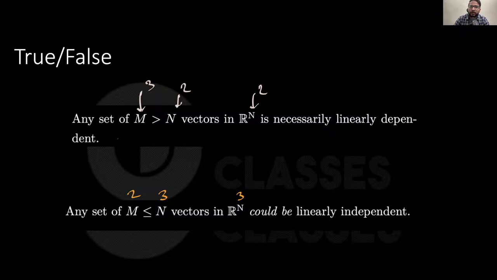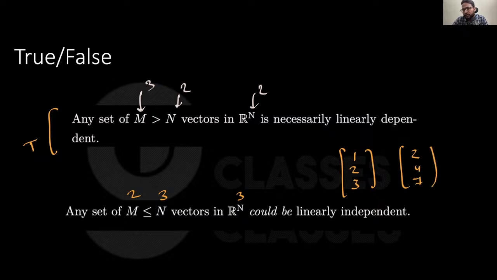Okay, people are saying the first is true, that any set of three vectors in R2 is necessarily linearly dependent. Yes, that is true. The second is saying any set of two vectors in R3 could be linearly independent. Yeah, they could be. You take 1, 2, 3, this is one vector in R3. You take 2, 4, and instead of 6, take 7. Okay, 2, 4, 7. These are two vectors which are actually linearly independent.